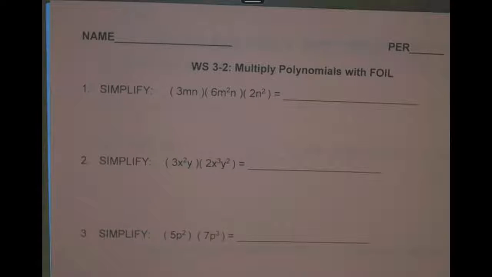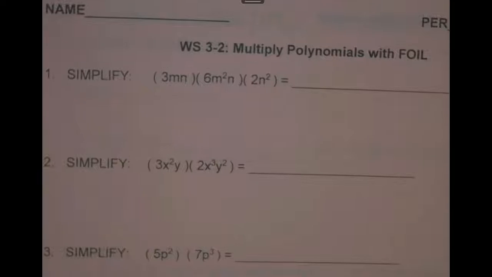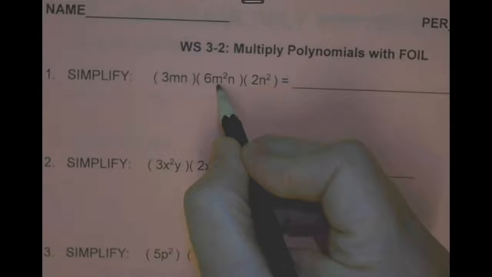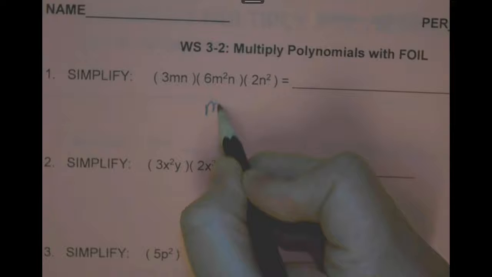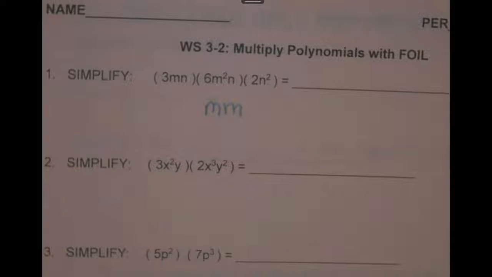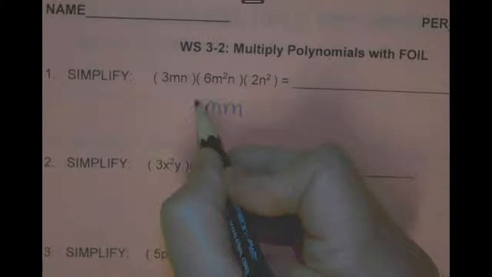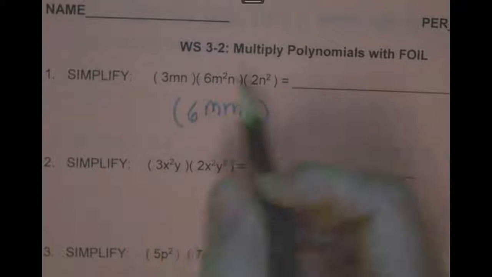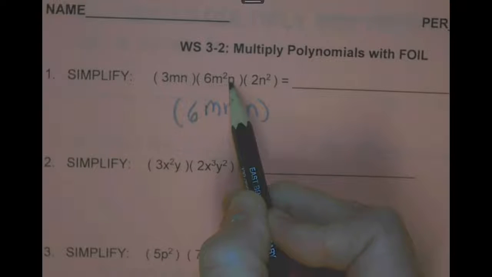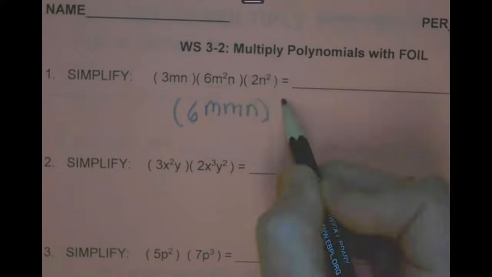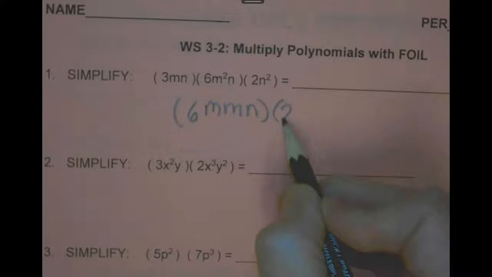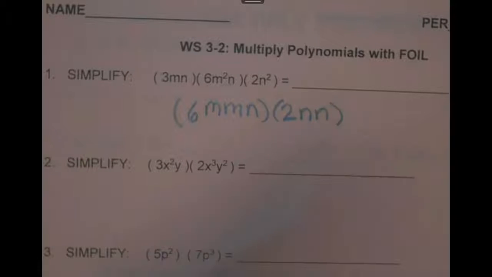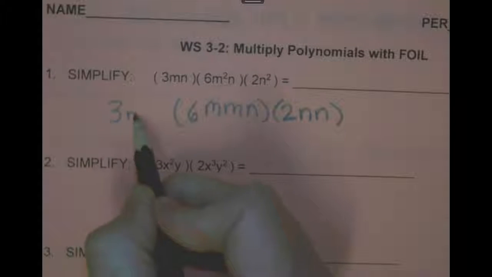Now, since we have not yet done our multiplication, our exponent rules, let me remind you that m squared, that's what an m squared means, right? And so that is the expanded version of 6m squared n. What does n squared mean? N times another n, right? And up here in the front we have 3mn.